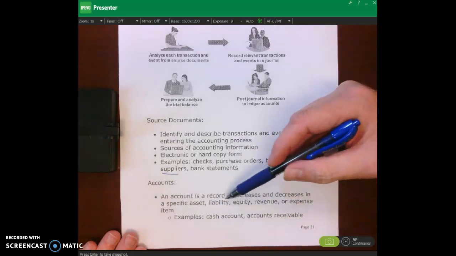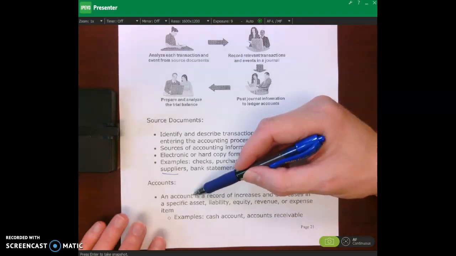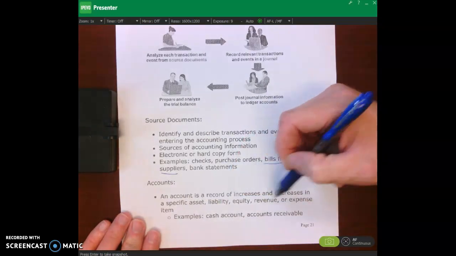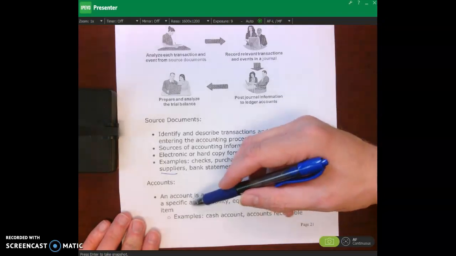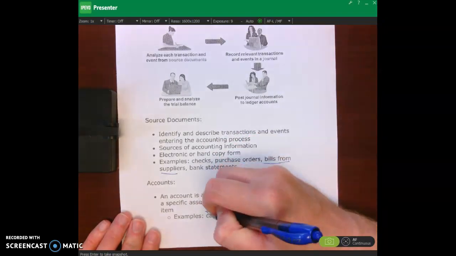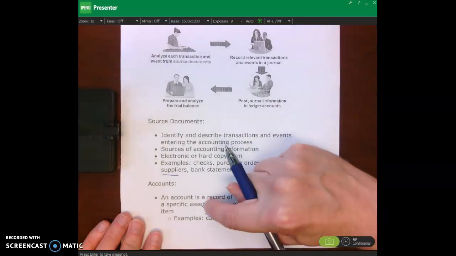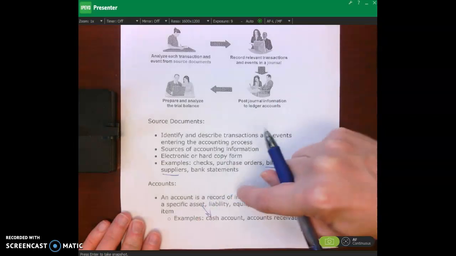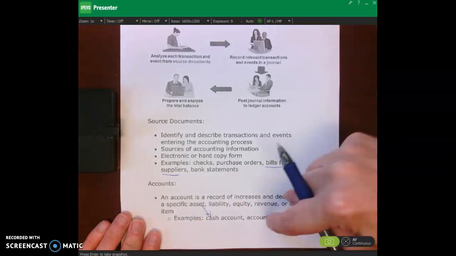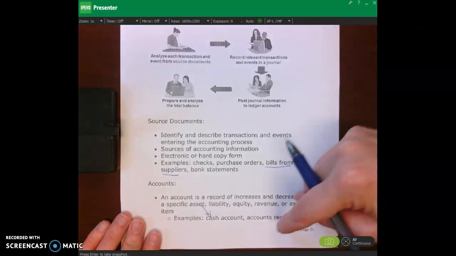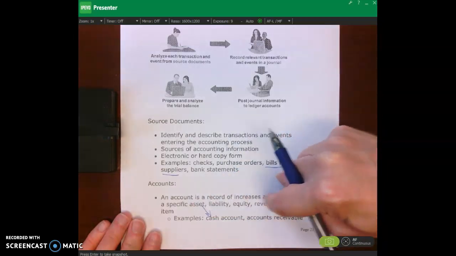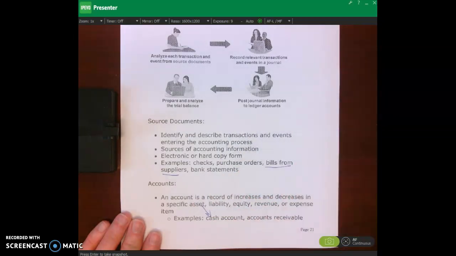Those are examples of accounts, because what we're going to be doing is keeping a record of every time cash is increased or cash decreases. Right over here, increases or decreases with a specific asset. A specific asset is cash. Cash is an asset. So we're going to record in our general ledger anytime there's an increase or decrease to cash. Same thing with accounts receivable. Increases or decreases to accounts receivable. That is a specific asset, and in our account, we will record increases or decreases to cash and accounts receivable.